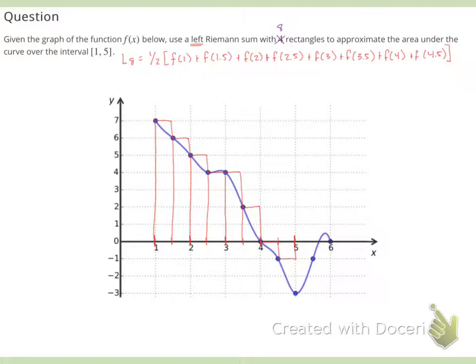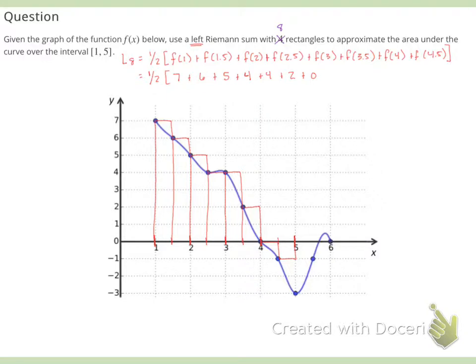And so at f of 1, the height is 7. At f of 1.5, the height is 6. At 2, it's 5. At 2.5, it's 4. At 3, it's also 4. At 3.5, it's 2. At 4, it's 0. So I know it's weird to have a rectangle with a height of 0, but that's what's happening here.